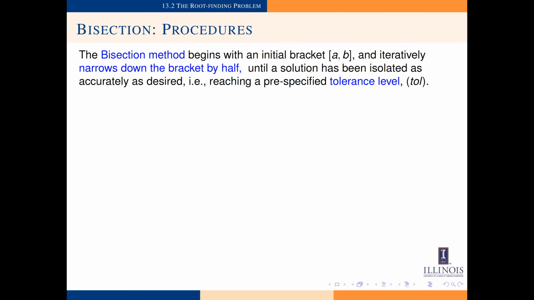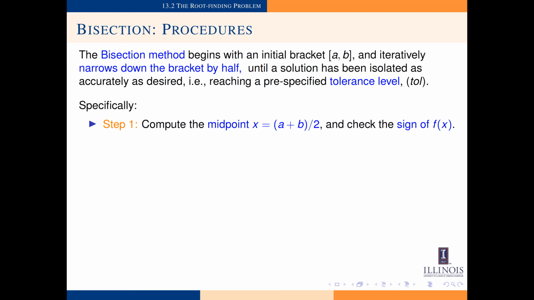The bisection method begins with an initial bracket [a, b], where the solution may lie. And it iteratively narrows down the bracket by half until a solution has been isolated as accurately as desired. In other words, when we reach a pre-specified tolerance level. Tolerance is the error that we can tolerate. Specifically, the procedures are as follows.